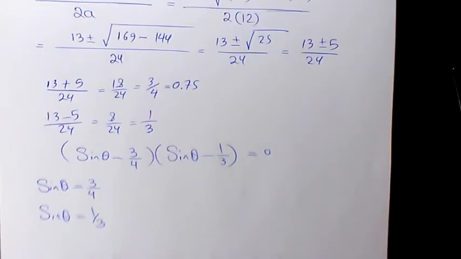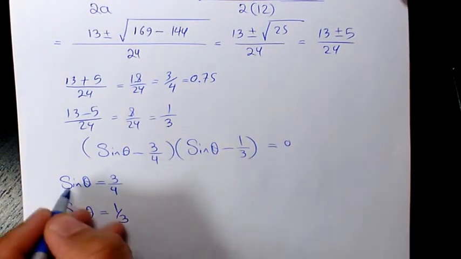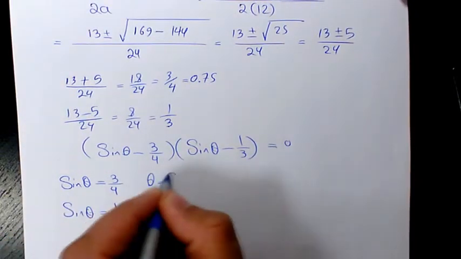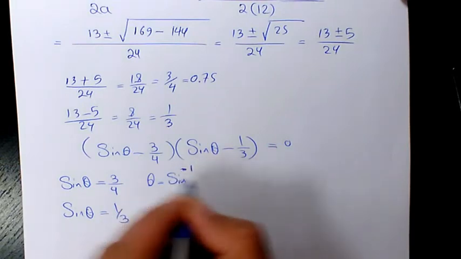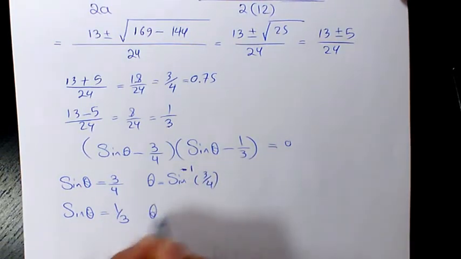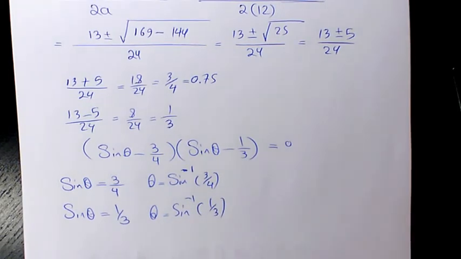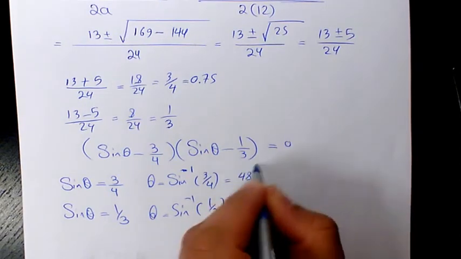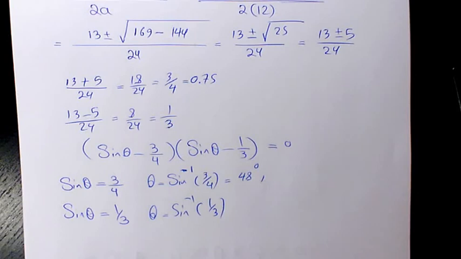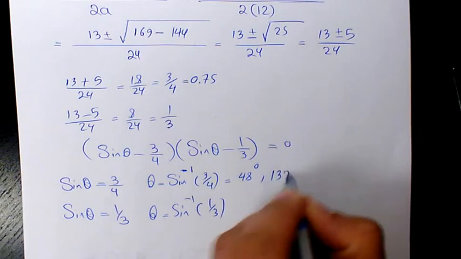Then I need to use the inverse of sine. So it's going to be arc sine of 3 over 4, and the same thing for 1 over 3. So arc sine of 3 over 4 is going to give me 48 degrees. That's in quadrant 1. We know in quadrant 2 sine is positive as well, so it's going to be 180 minus 48, which is approximately 132.